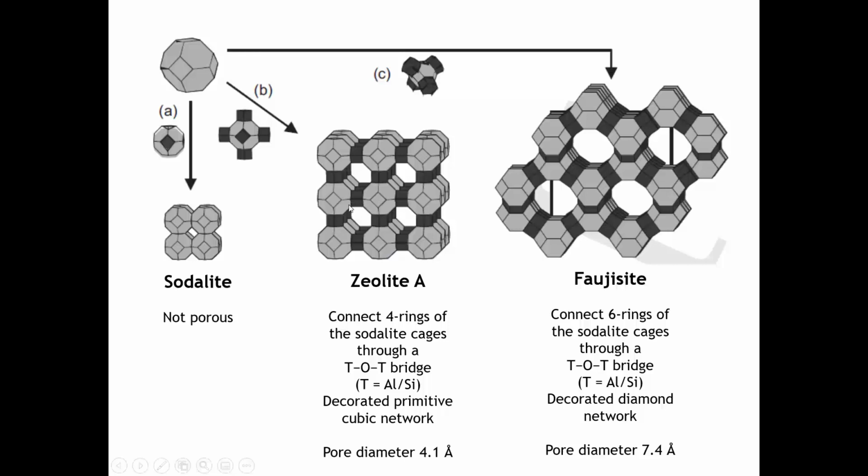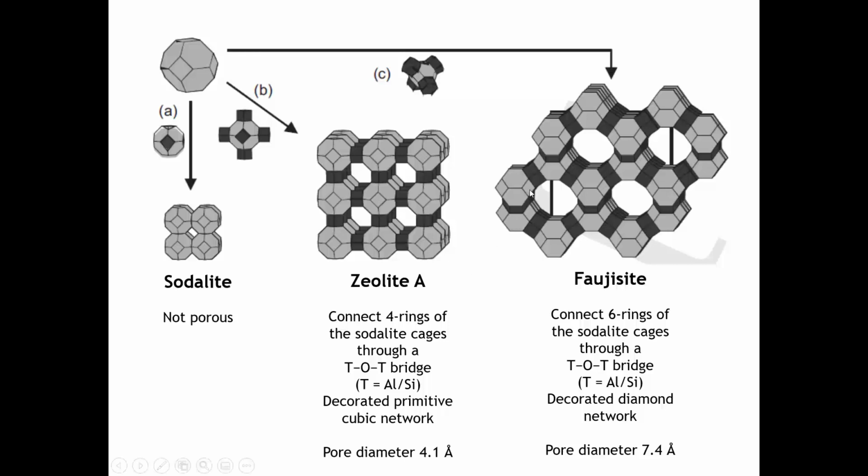And these rings, I believe, are 8 tetrahedra around, and they have a pore diameter of about 4 angstroms. So now that's big enough for small molecules to move in and out, for ions to move in and out, for solvent to move in and out.